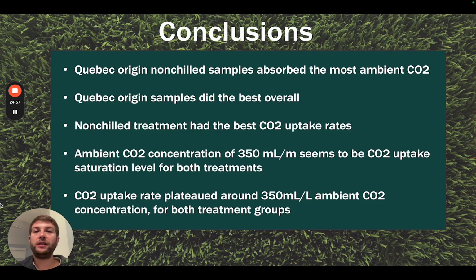From all my visualizations, the t-test, and the correlation findings, I have learned that Quebec-type grass samples took up the most CO2 overall in both treatments, probably due to Quebec being a naturally colder place in the winter and warmer during the summer compared to Mississippi, which is probably much warmer year-round comparatively. Non-chilled grass samples had a higher CO2 uptake rate compared to chilled samples. Quebec-type non-chilled treatment grass samples performed the best overall.